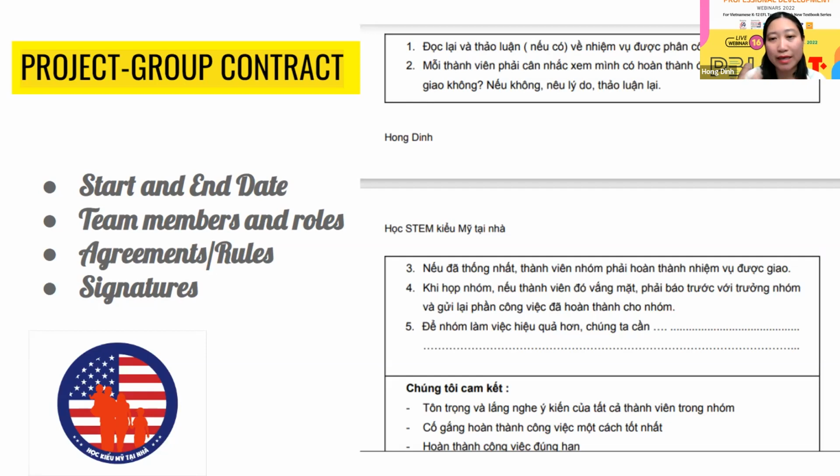Of course you can add more complicated rules or agreements, and more serious agreements or more consequences if they cannot follow the rules. So it depends on each grade level. You can modify this group contract.